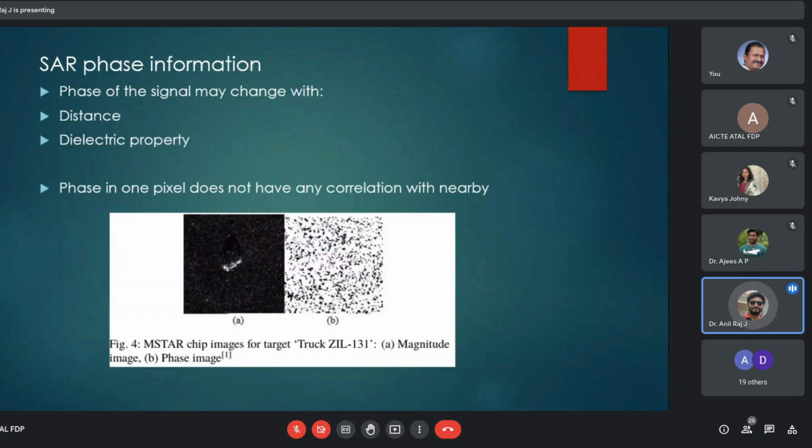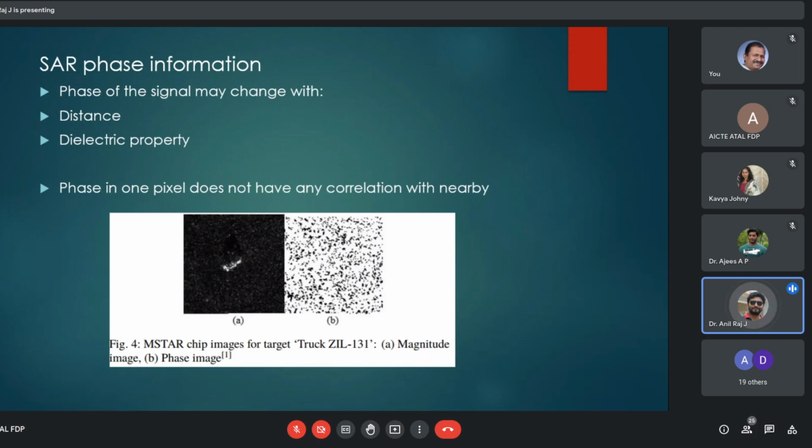Next we'll see what the phase information, or phase data, associated with the SAR, or synthetic aperture radar, sensor is. In general, the phase of a signal may change with two parameters of the target: the distance between the transmitter and the target, and the dielectric property of the target. Because of these two features of the target, the phase of the signal may change.